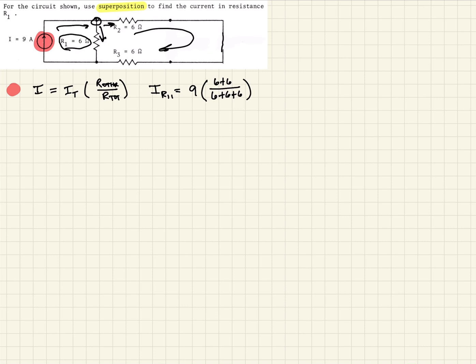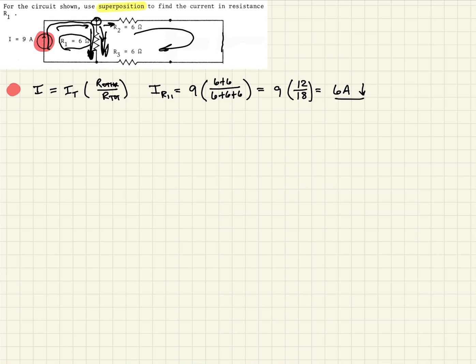When we calculate that out, this will be 9 times 12 over 18, and what we get is 6 amps. That's going to be going down, because the current is going up in here and it'll be going down. So we designate that with the down arrow, 6 amps in the down direction. That's the current from the current source through R1.